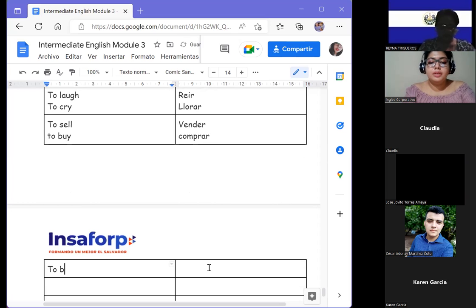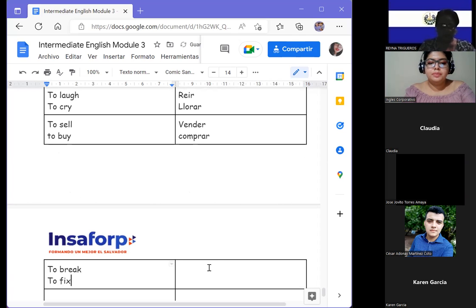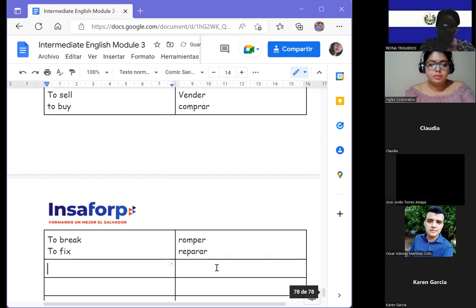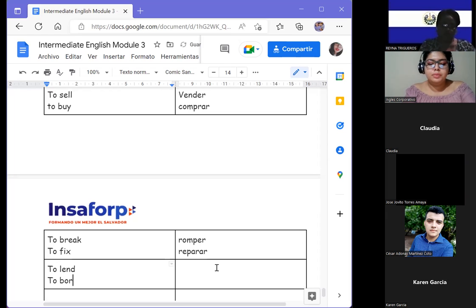To break, to fix. In this case, romper o quebrar y reparar. To lend, to borrow, prestar.